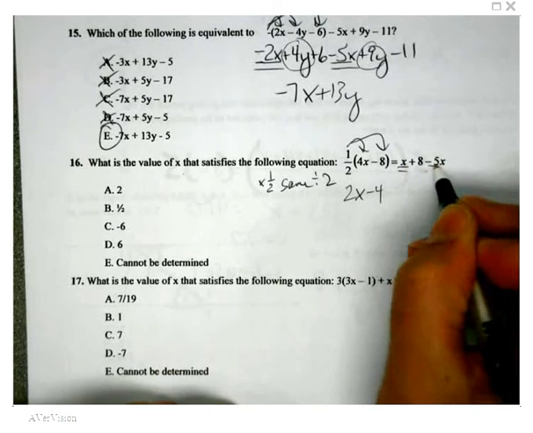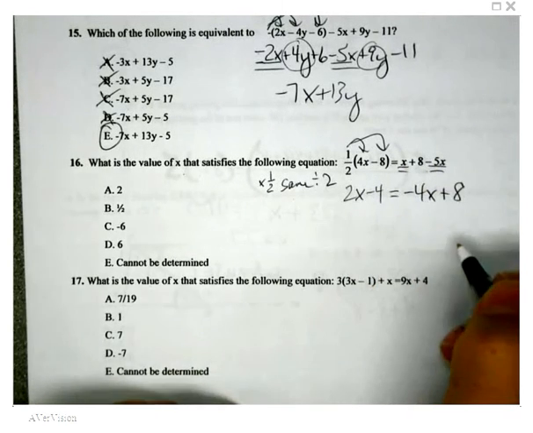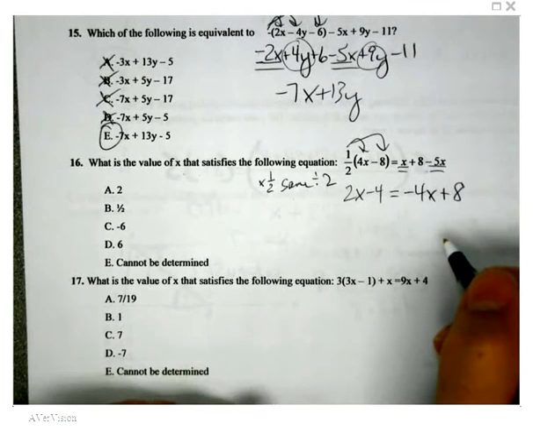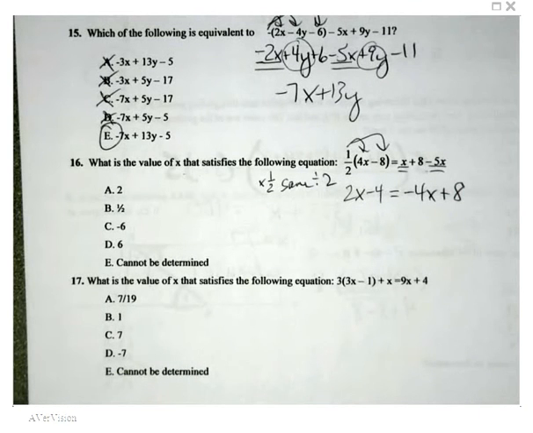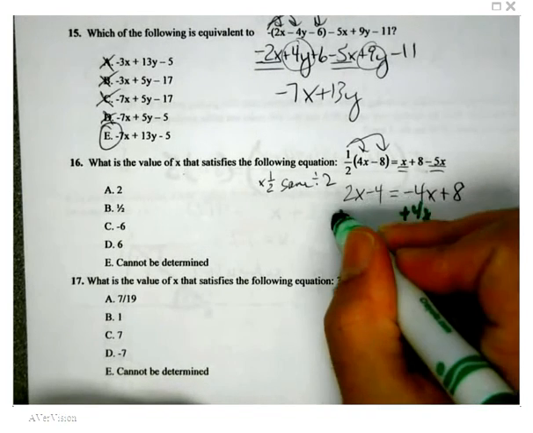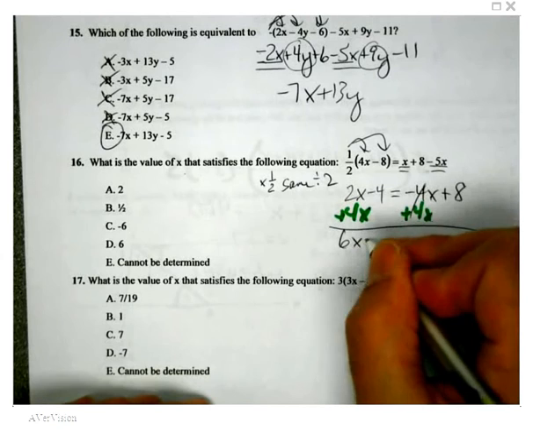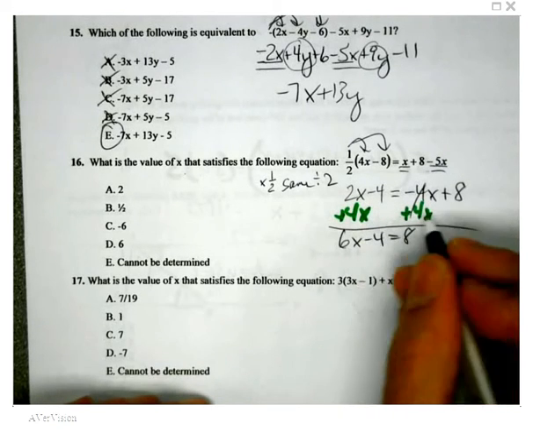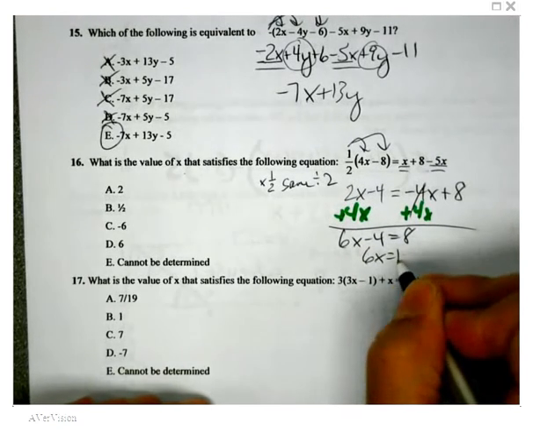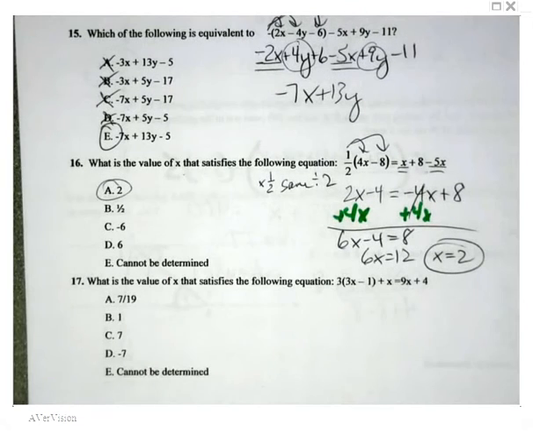And on the other side, I'm going to combine like terms. Watching my signs. What you do at this point is going to be completely up to you. I like getting my x's to stay positive, so I'm going to choose to add 4x to both sides. I'm going to add the 4 back and divide by 6 and get my solution. Same exact thing is going to be working on 17.